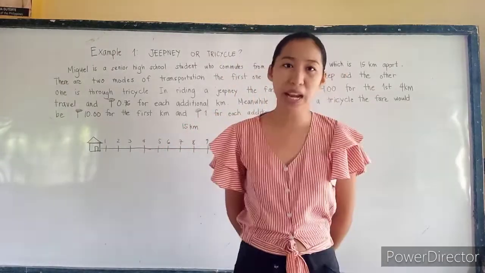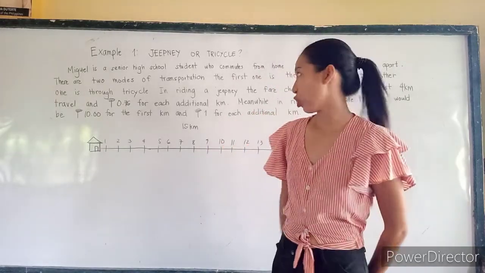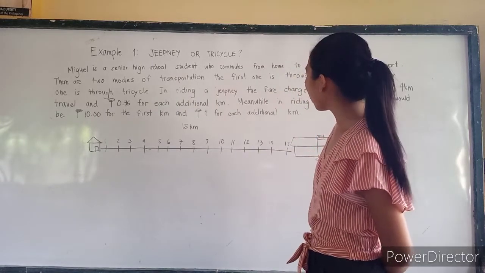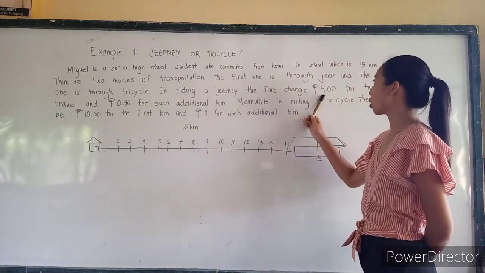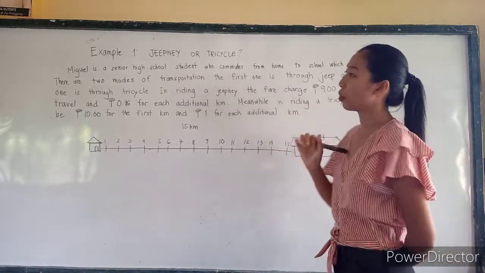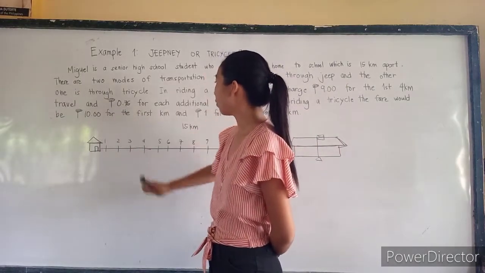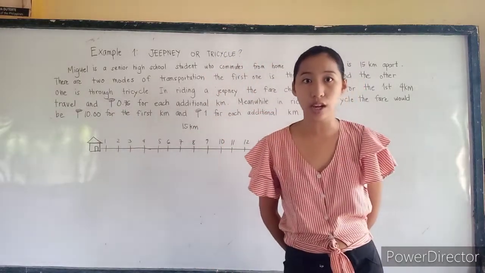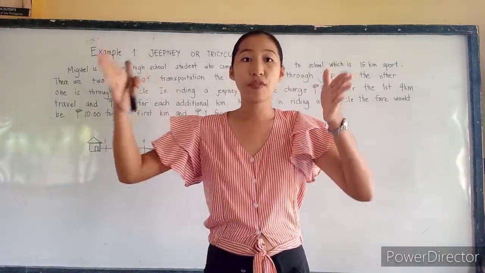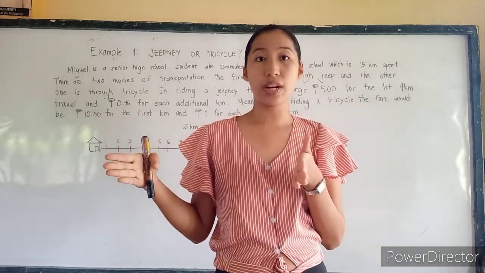Kung mag-jeep siya, pila pod ang plite kung mag-tricycle siya. So, let's read, continue. In riding a jeepney, the fare charge is 9 pesos for the first 4 kilometers and 0.75 for each additional kilometer. So, ingon siya, kung mag-jeep daw siya, ang first 4 ka kilometro, mubayad si Miguel og 9 pesos.